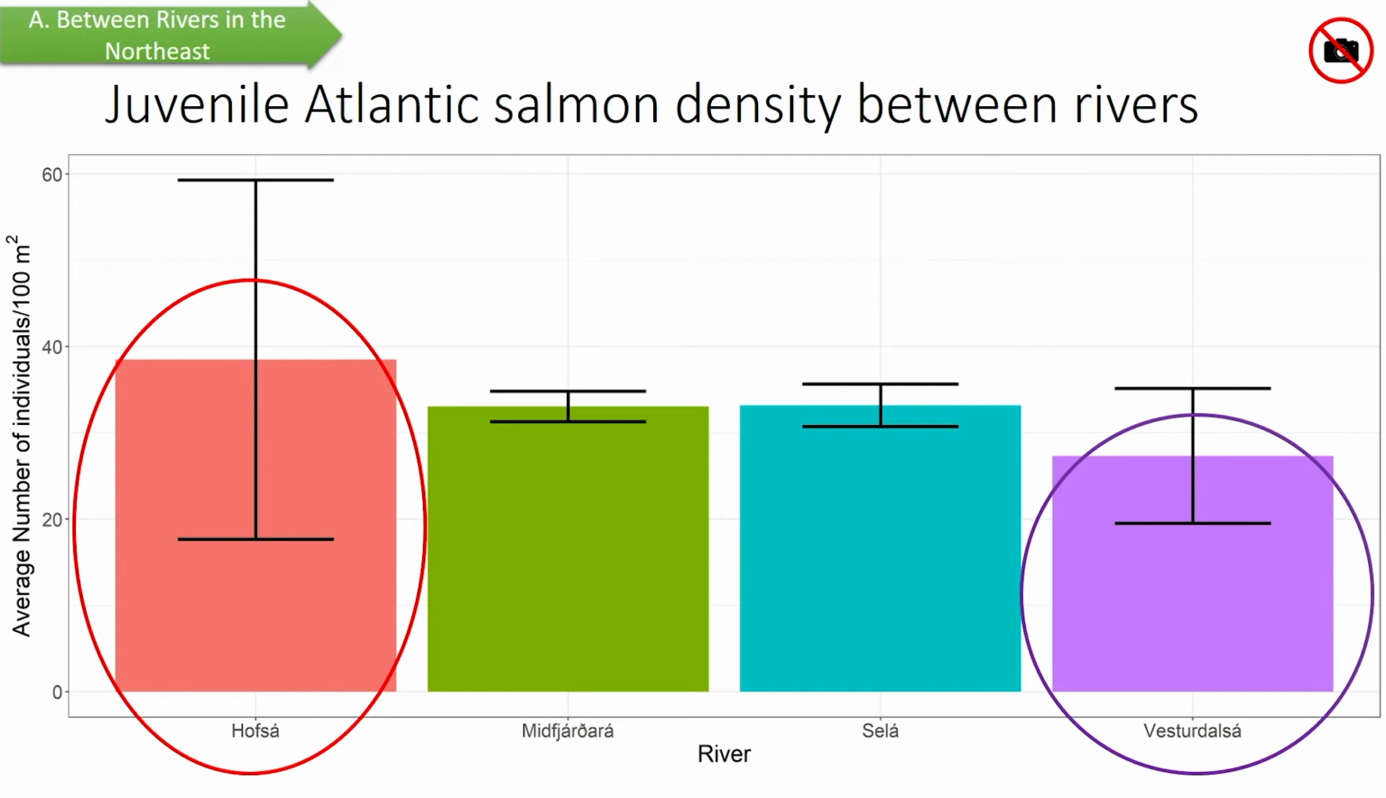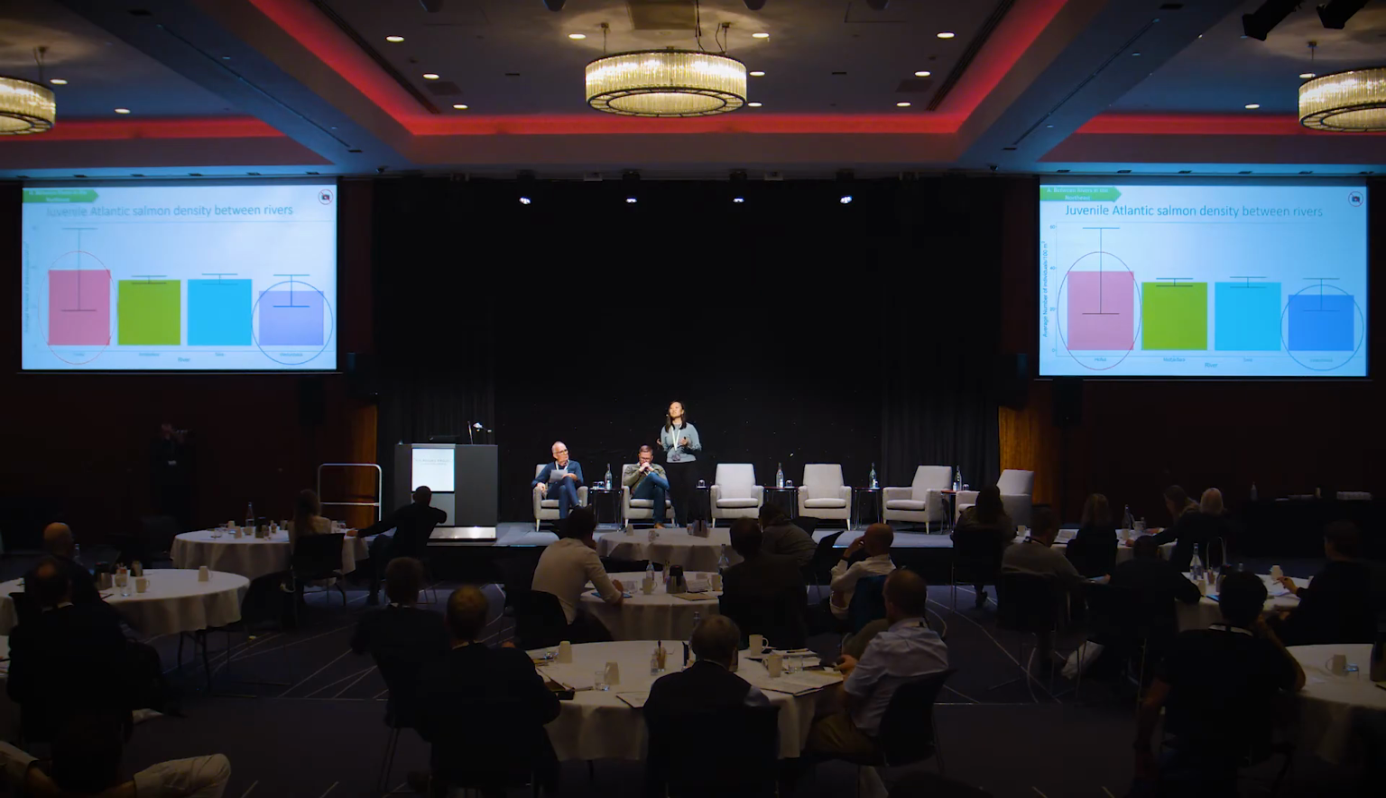So this is the juvenile Atlantic salmon density across the different rivers. And we can see that Hofsau still remains very high in the juvenile Atlantic salmon density, and that could also be supported by that high algae density, that chlorophyll concentration that you saw before, that there is a really strong food web linkage between the algae and the juvenile density here.